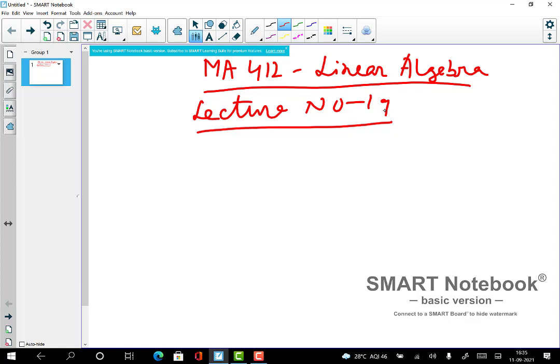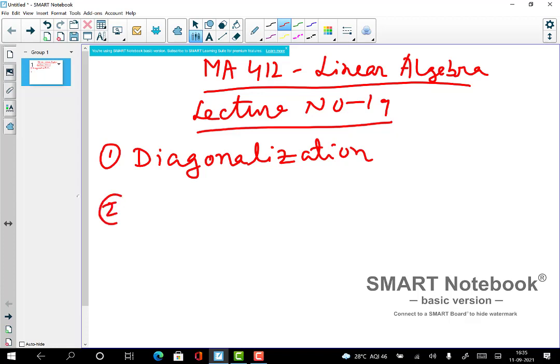Now we would like to discuss a few new ideas. For example, we know about diagonalization, which you already learned. This is a very nice situation, but every linear operator may not be diagonalizable. So the next question is: what is the next best thing? This is called triangularization.